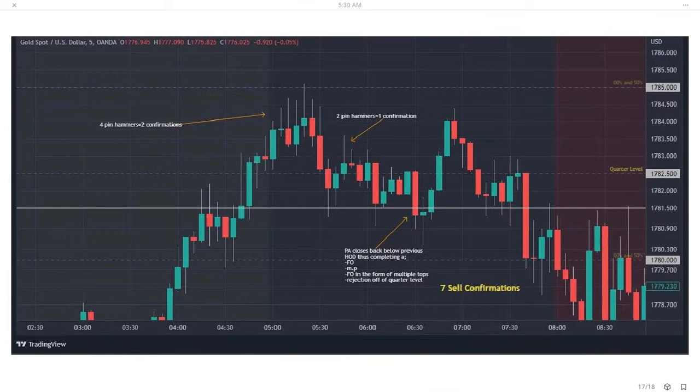Now, this is a closer look as to what was happening here. As you can see, we have 4 pin hammers and these 2 pin hammers right here. So a total of 7 confirmations, including the ones I'd mentioned earlier.